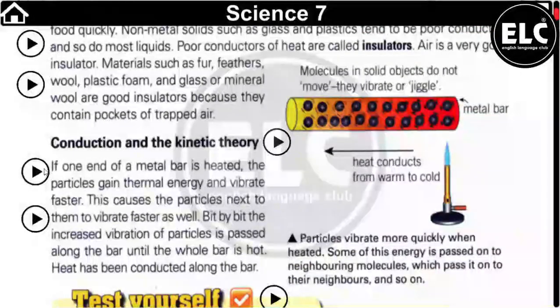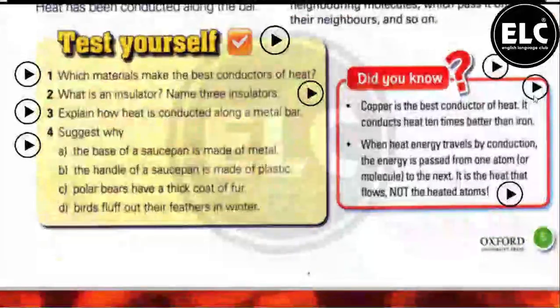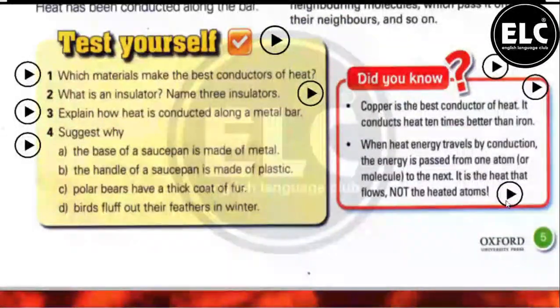Conduction and the kinetic theory. If one end of a metal bar is heated, the particles gain thermal energy and vibrate faster. This causes the particles next to them to vibrate faster as well. Bit by bit the increased vibration of particles is passed along the bar until the whole bar is hot. Heat has been conducted along the bar. Did you know, copper is the best conductor of heat? It conducts heat 10 times better than iron.